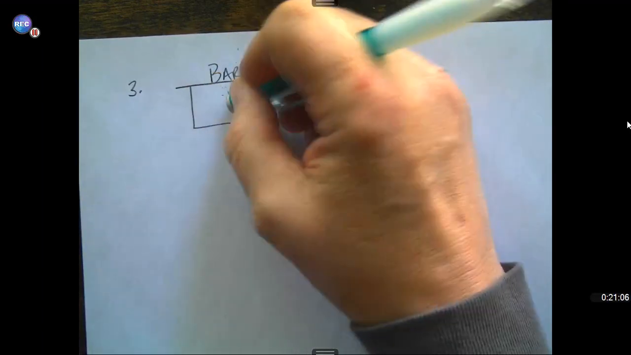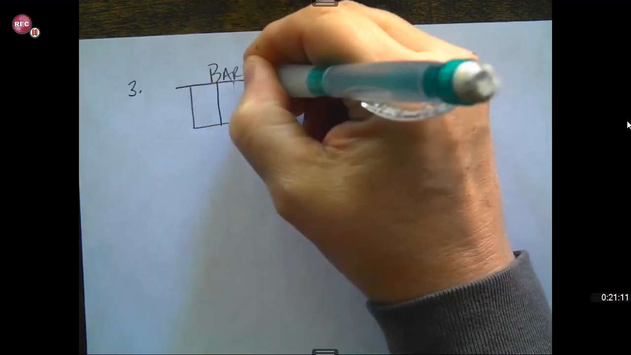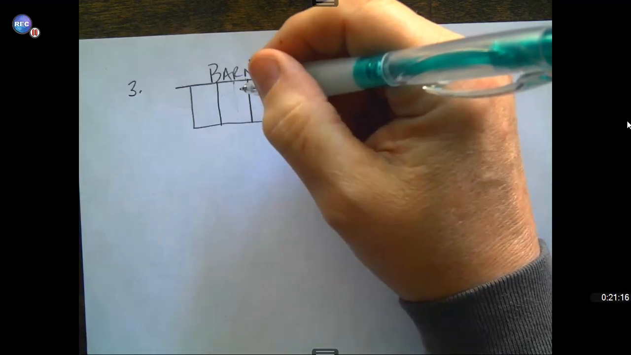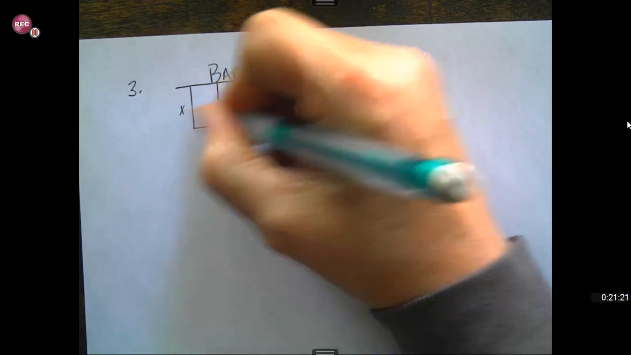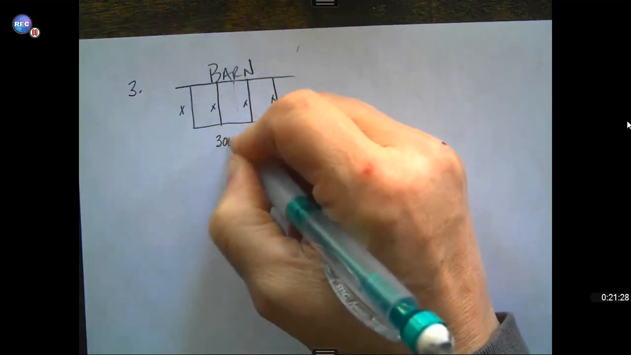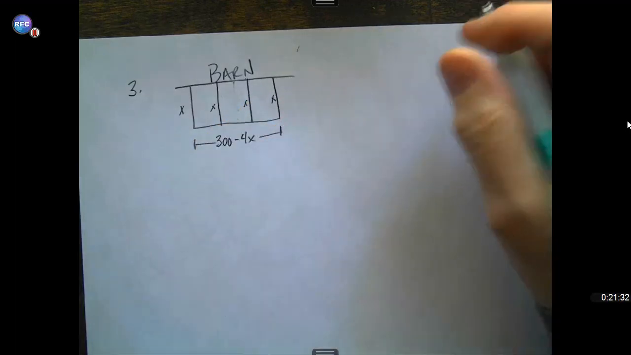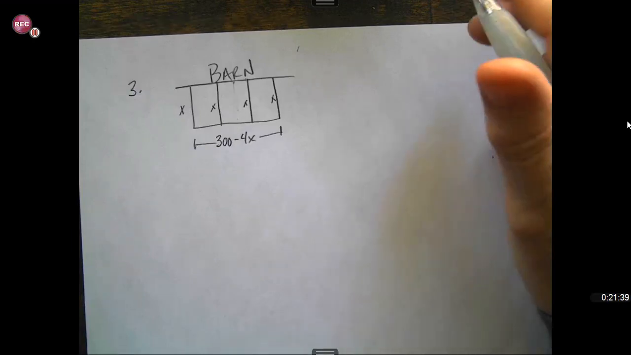So we're going to need to draw in 2 lines there, here and here. And 300 meters of fencing. So again, we want to make the multiple parts x, and so this would be 300 minus 4x, because that's the amount of fencing I have and what I've used.